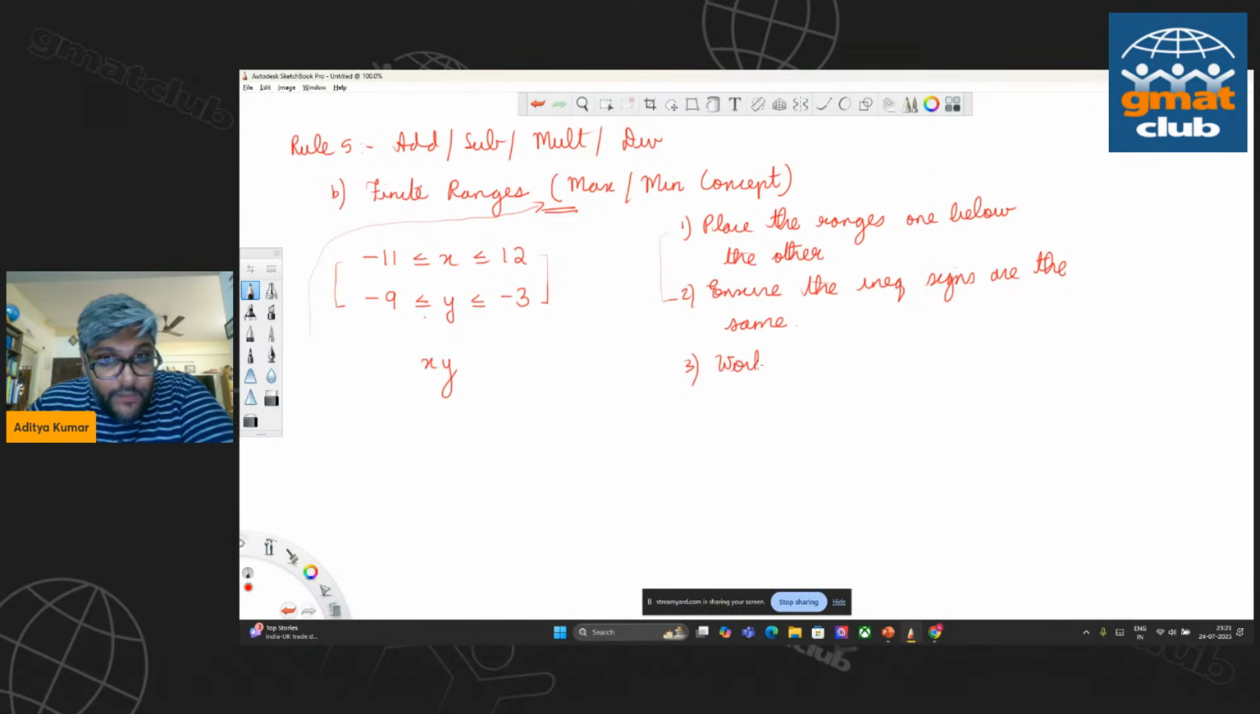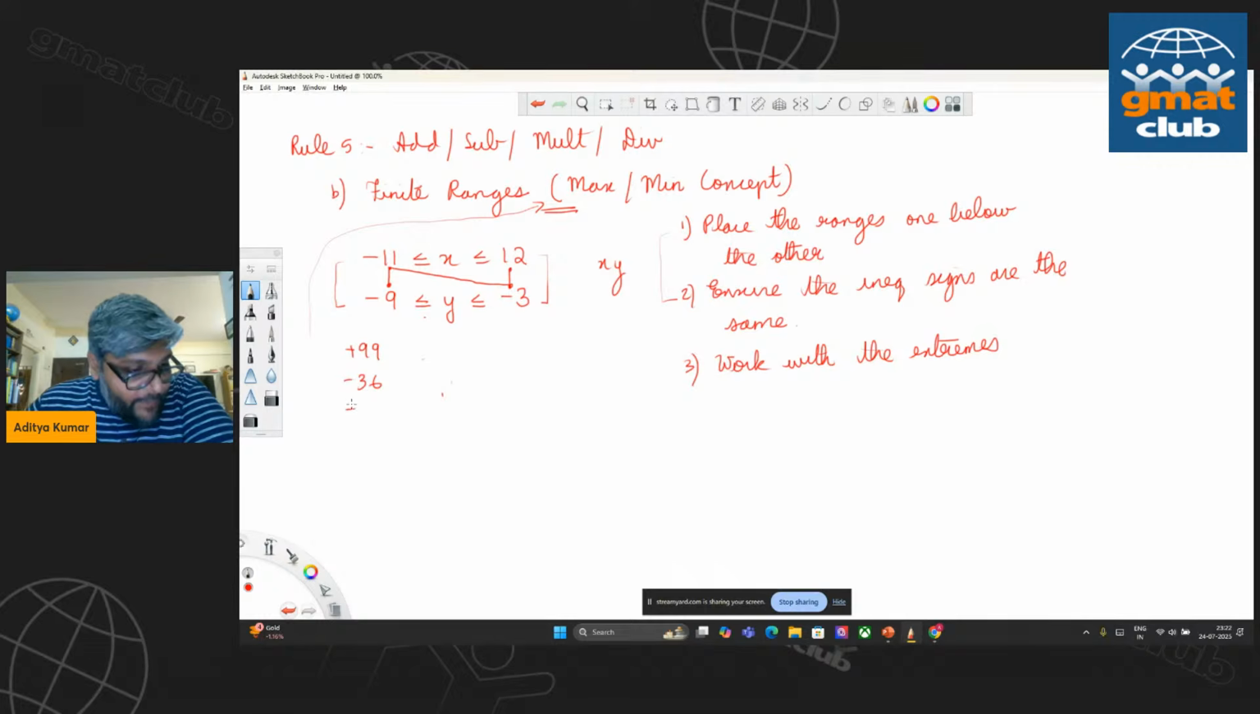Work with the extremes. So how would I do that? Let's see. Since I need x into y, I'm going to work with the extremes. So x into y, I'm going to take these two extremes. Minus 11 into minus 9 is plus 99. 12 into minus 3 is a minus 36. Minus 11 into minus 3 is a plus 33. 12 into minus 9 is a minus 108.